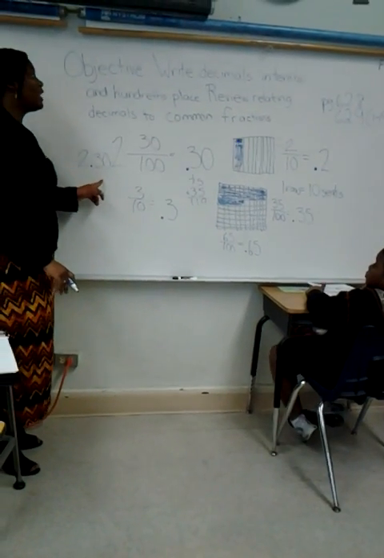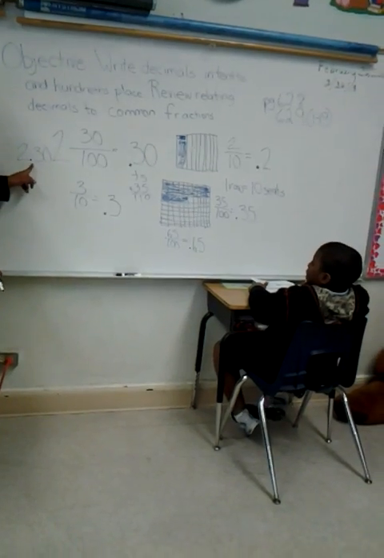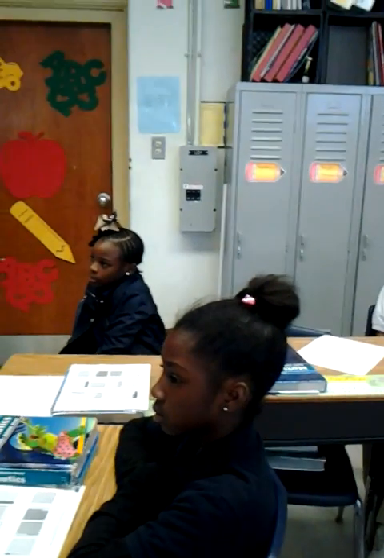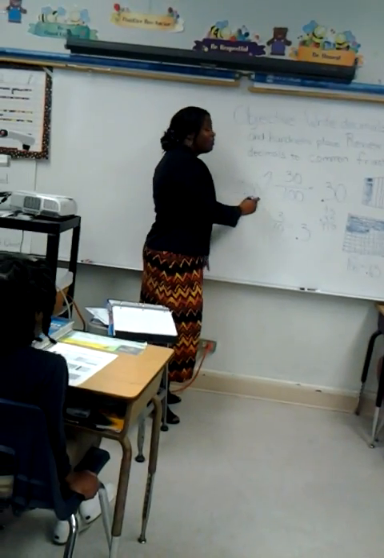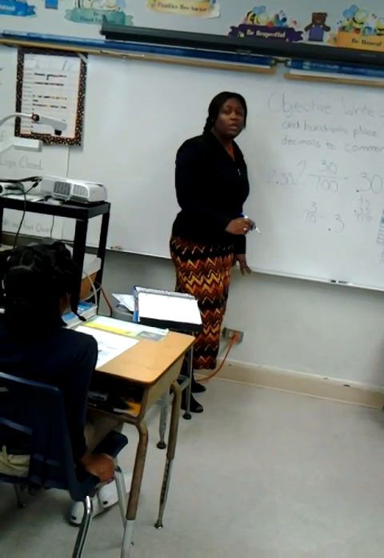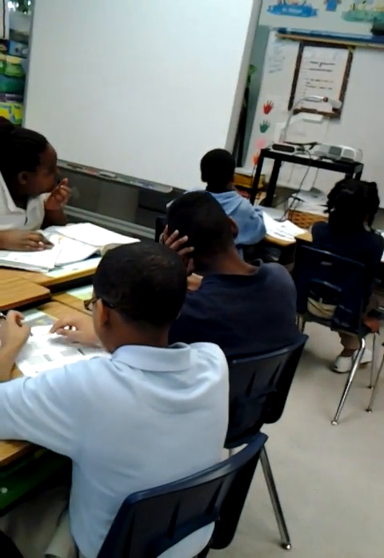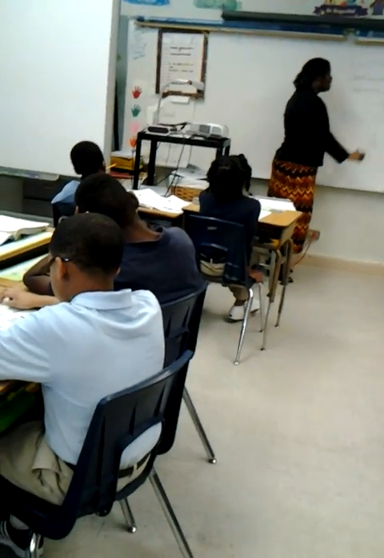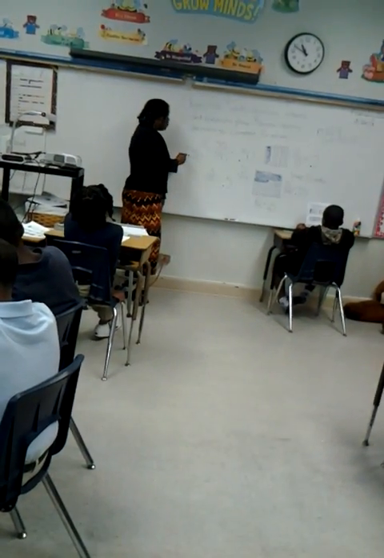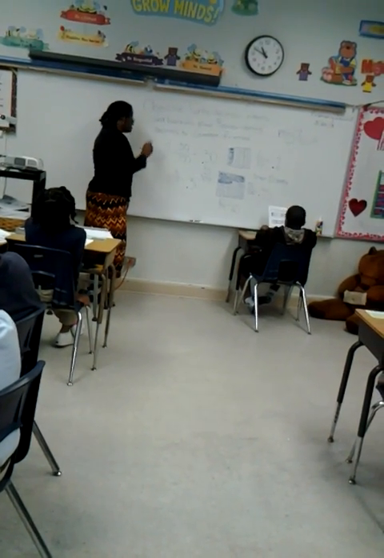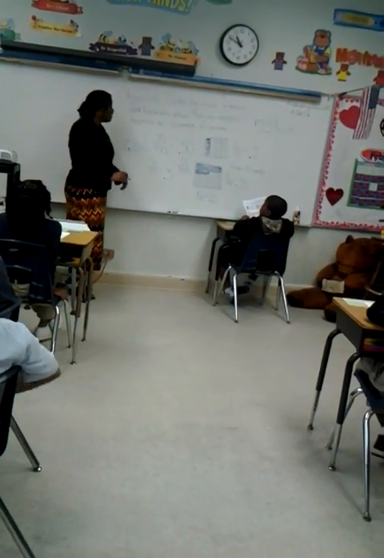Very good. 2.30. And what does a decimal stand for? A decimal does what, Shantaria? It stands for "and." Very good. 2 and 30. And it separates the whole number from the fractional part, doesn't it? Yeah. Which one is the whole number, class? 2. Very good. 2 is the whole number. And which one is the fractional part? 30. Very good. 30 is the fractional part. And so the decimal separates the whole number from the fractional part. Very good, class.